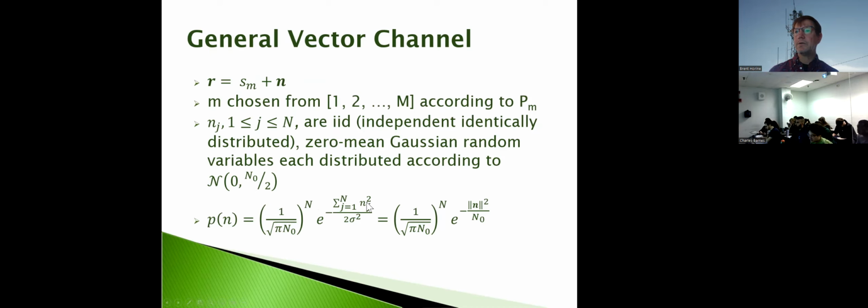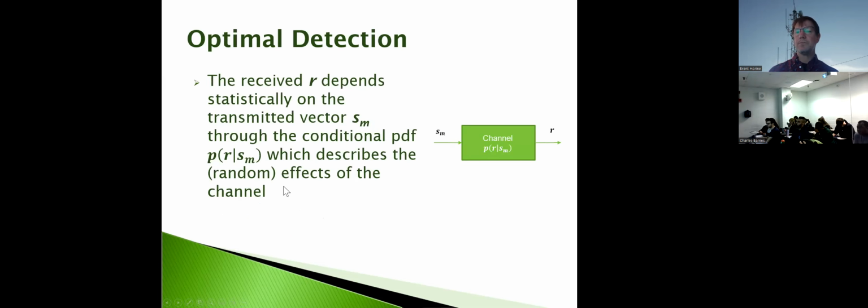We can notice here that this is basically the norm of these n_j's. That's just a notation change there, and we've got this 2 sigma squared down there, but we can do some substitutions and replace that with N_0 based upon that notation that we keep track of right there.